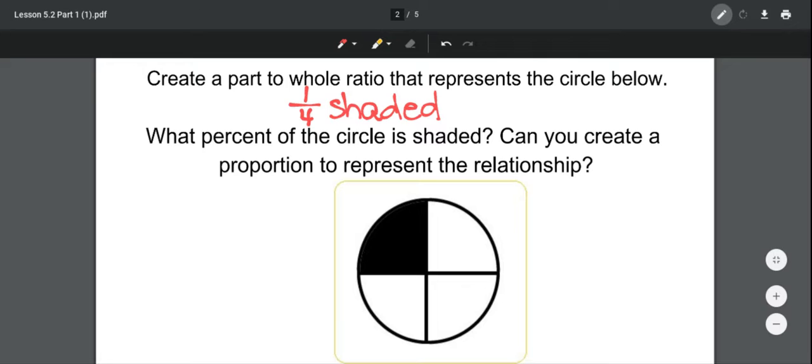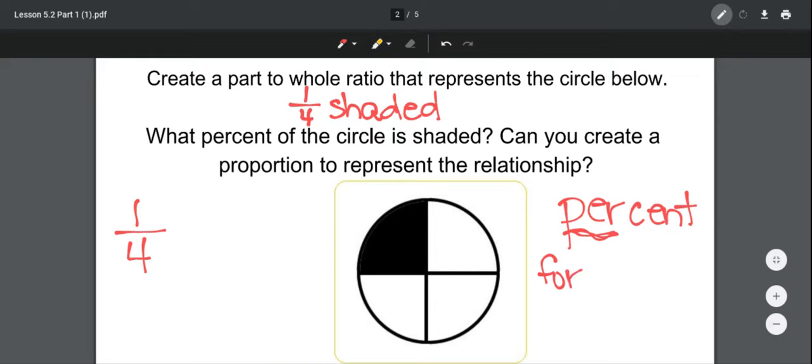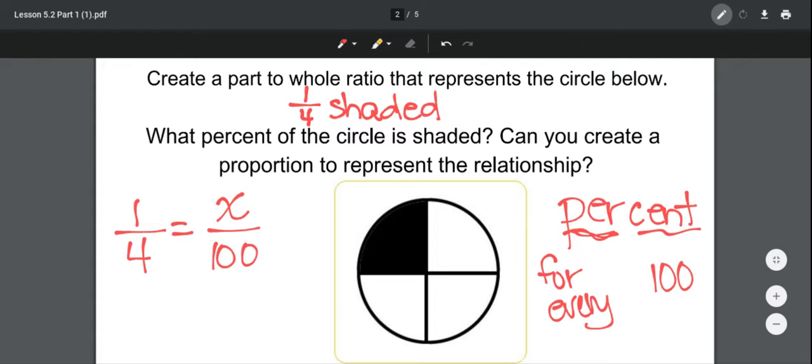Absolutely. So if we compare 1/4 to a percent, remember that the word percent means for every cent, 100. So therefore, we can equate 1/4 to a number x out of 100. We now have a proportion that we know how to solve.